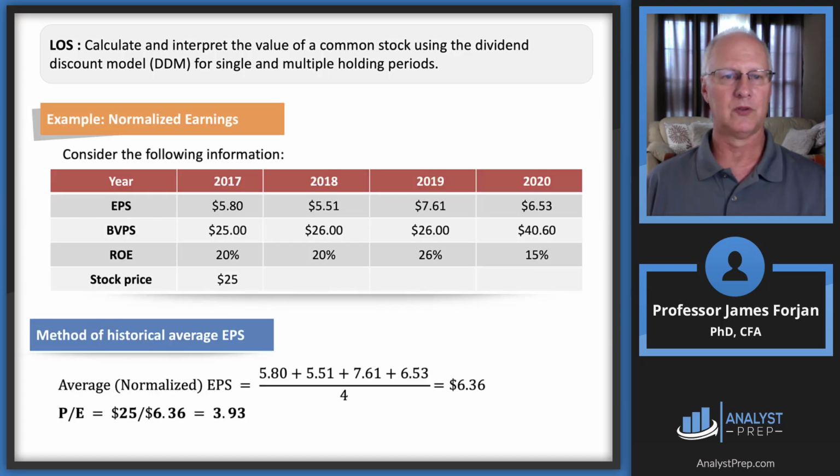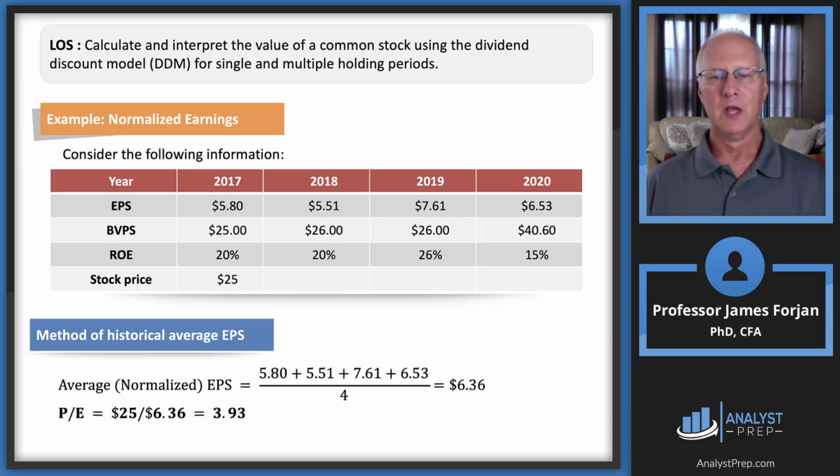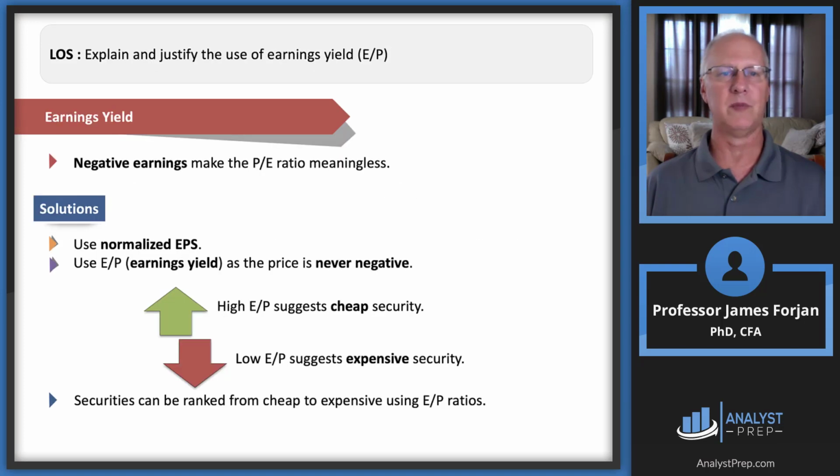Now what we can do, notice those return on equities, 20, 26, and 15. So we can take the average of that, but then we can multiply that by the current equity book value per share and get an average normalized EPS based on ROE of 8.22, and then divide that into the 25 and we get 3.04. So let me go back quickly here. So here our PE ratio is 3.93. Here our PE ratio is 3.04. So this is super easy math, right? But the interpretation of these are probably going to be a little different, and it's not likely that you're going to get the same answer using both of these methods.